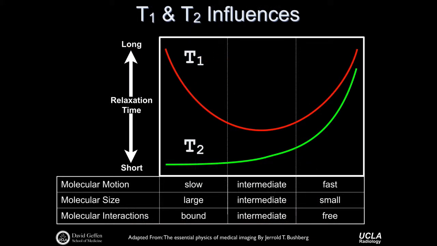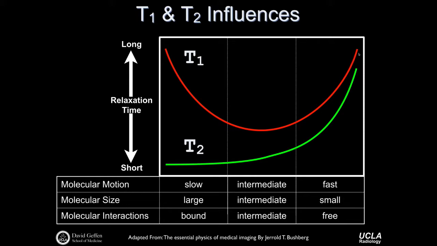So this diagram is adapted from the Bushberg book and just relates both T1 and T2 and the underlying molecular differences and how that changes the underlying T1 or T2 for different time constants. So long T1 or T2 or short T1 or T2. And we discussed this briefly before, but depending on the molecular motion, the molecular size, the molecular interactions, this will give us some insight as to whether or not a tissue will have a short T2 or a long T2 or a short T1, a long T1, a short T1, or in fact a long T1 again.